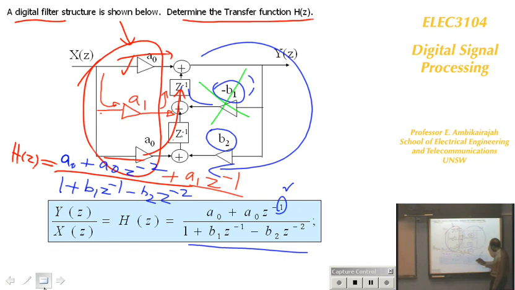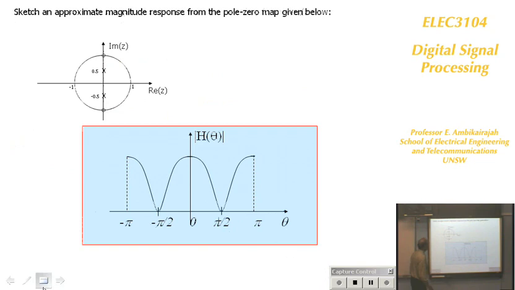So you can simply, using this example alone, you can do so many things. Here's another example. I have got two zeros and two poles. I have already done this exercise earlier, so I'm just redoing it again.